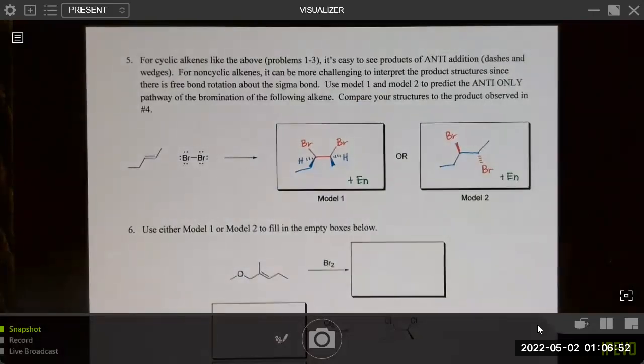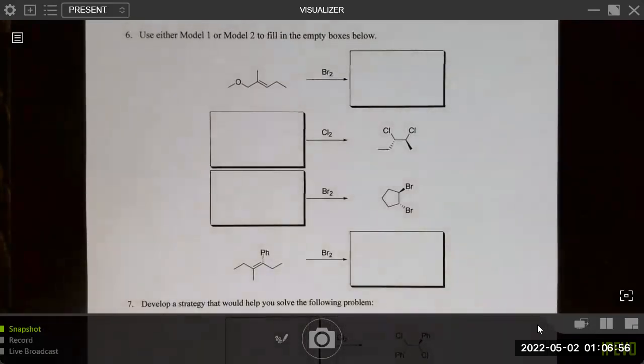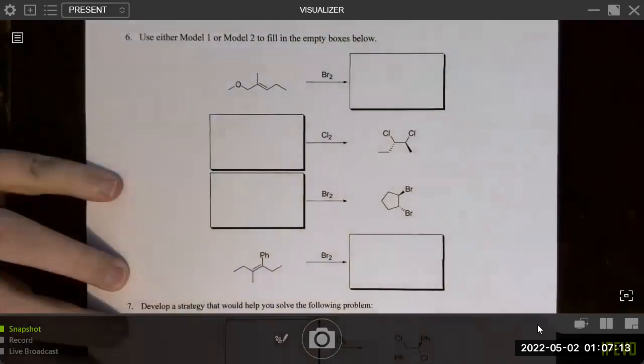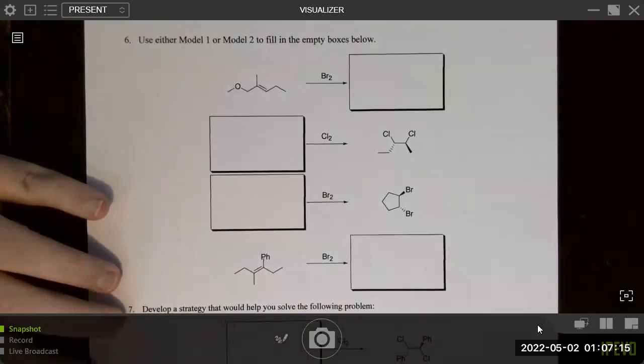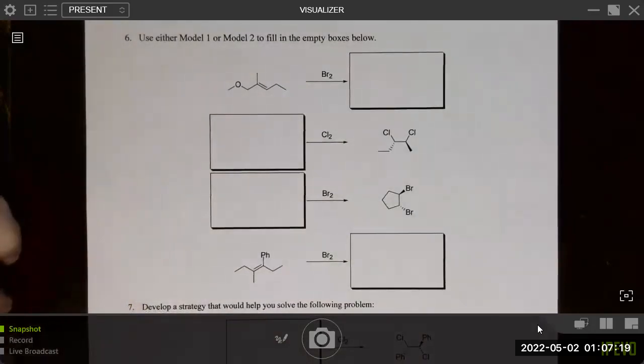All right, so let's use those models to fill in the empty boxes below. It says you just have to use model 1 or model 2, whichever one you feel more comfortable with. Totally okay either way. For the ones where we're drawing products, I'm going to do it both ways, just for the key so that you have it both ways. Although usually I do prefer model 2. A lot of times if I'm given the option, I'll do model 2.